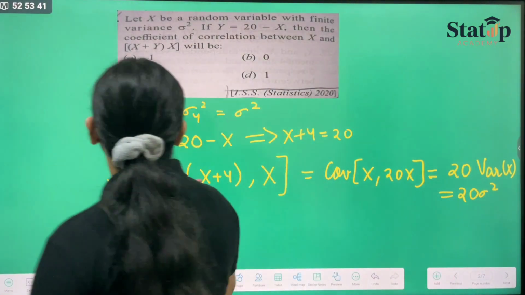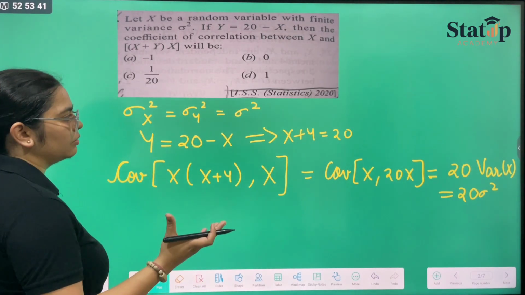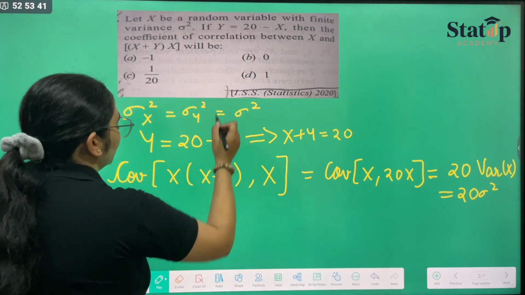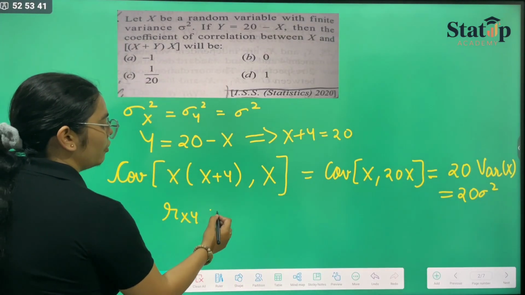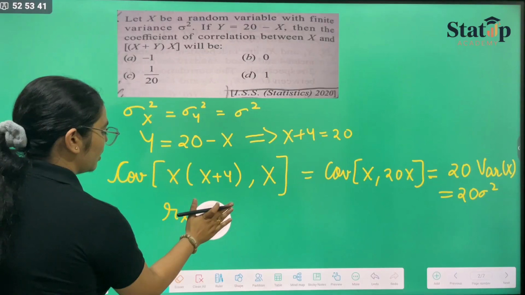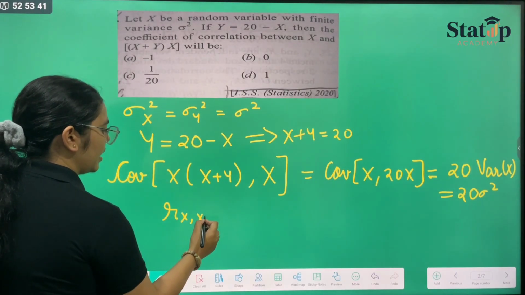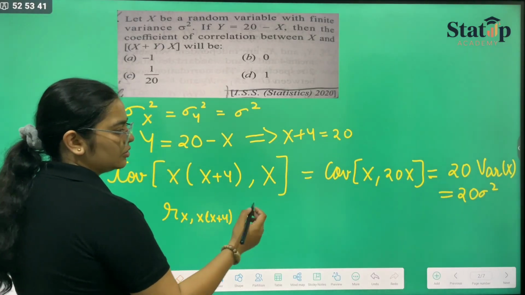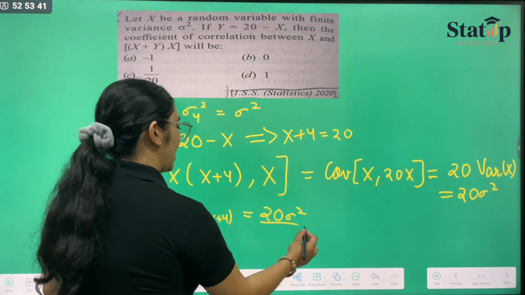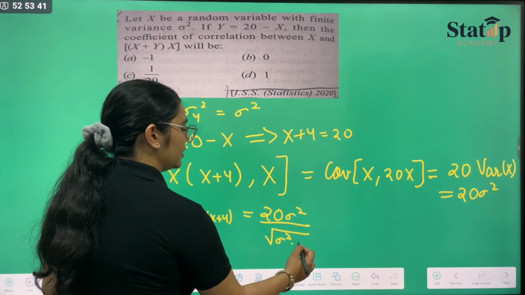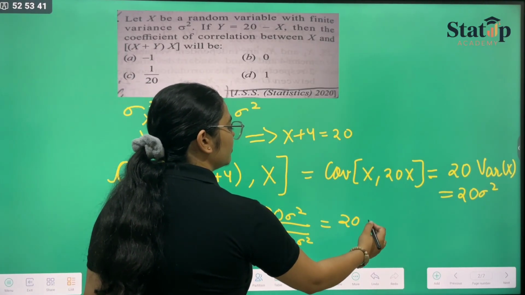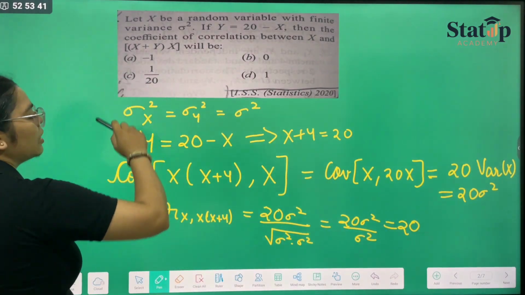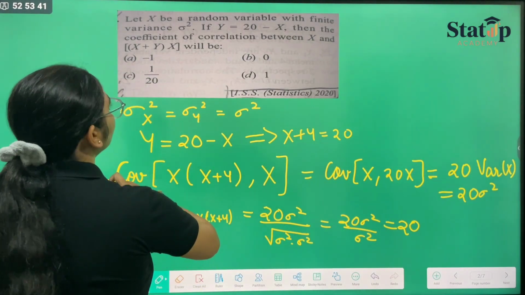Right? Now we just have to put the formula in the question, which is we have to find the correlation coefficient. So Rxy will be covariance of x and x plus y, which is 20 sigma square, and under root of sigma square into sigma square, which will be 20 sigma square upon sigma square, and the answer will be 20, which is our option number C.